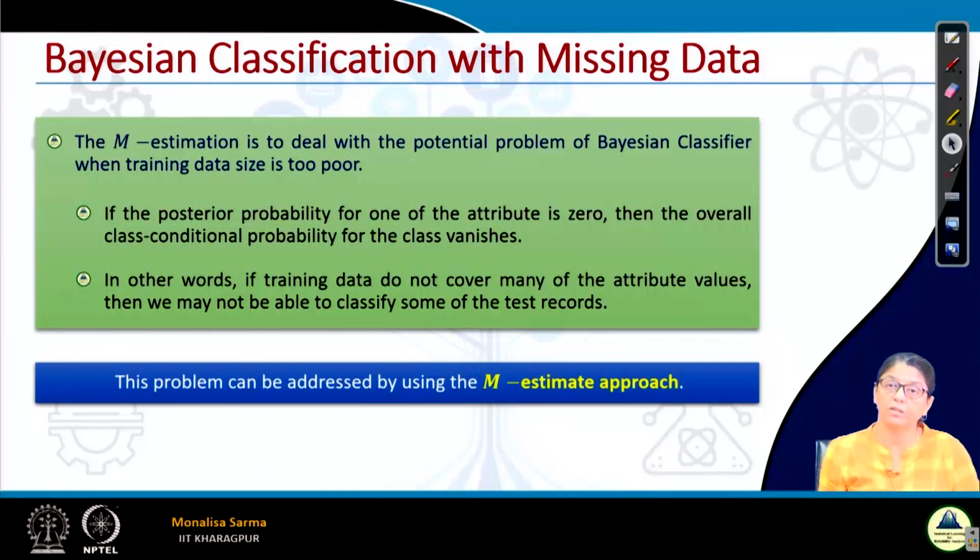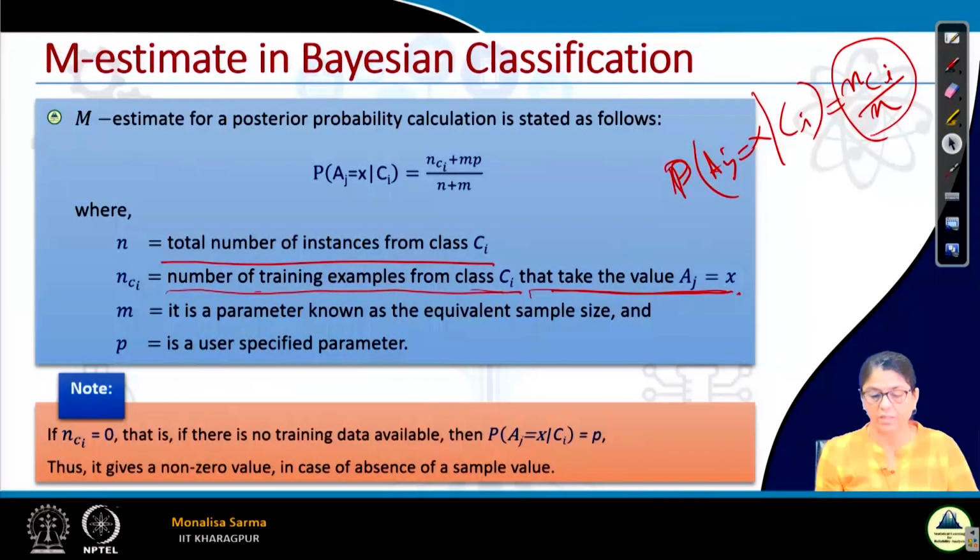This can happen when our sample size is not very huge. Even sometimes if we take a very big sample size, it still happens because some cases may be rare occurrences. So in such cases, to avoid this 0, because one 0 will bring the whole class conditional probability to 0, we use the M estimate.